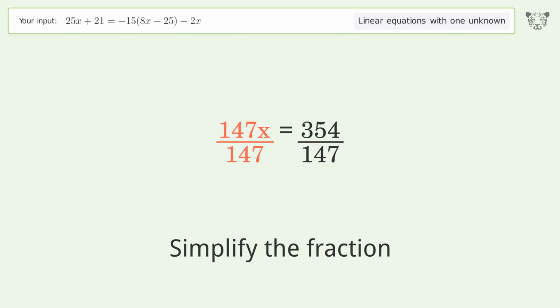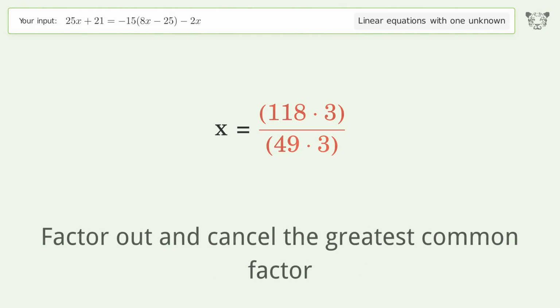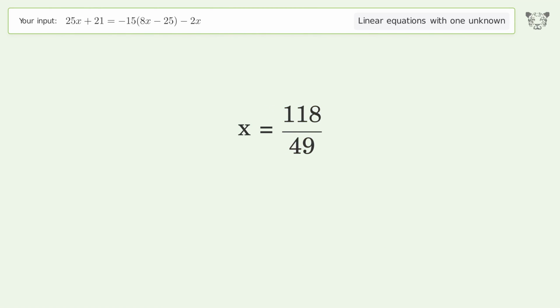Simplify the fraction. Find the greatest common factor of the numerator and denominator. Factor out and cancel the greatest common factor. And so the final result is x equals 1 18/49.